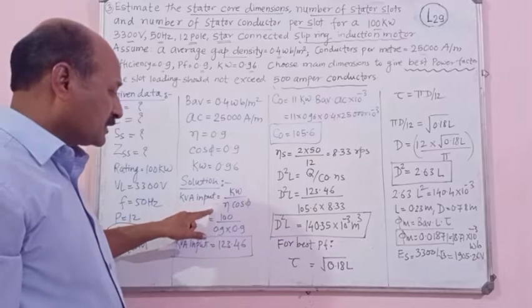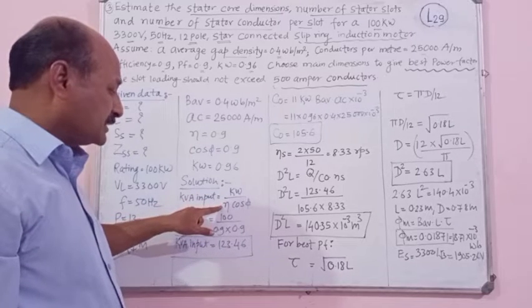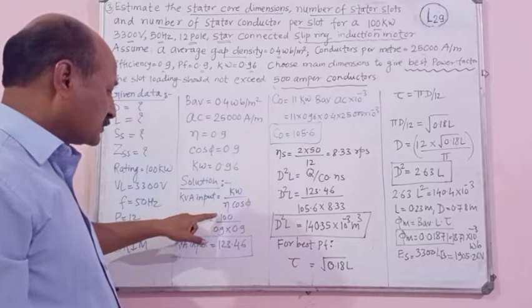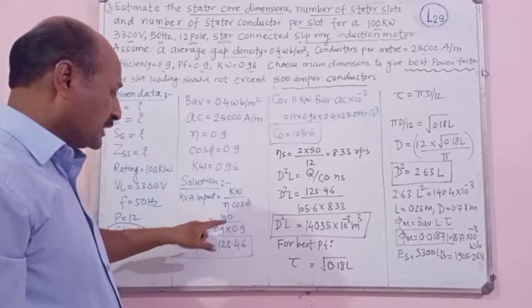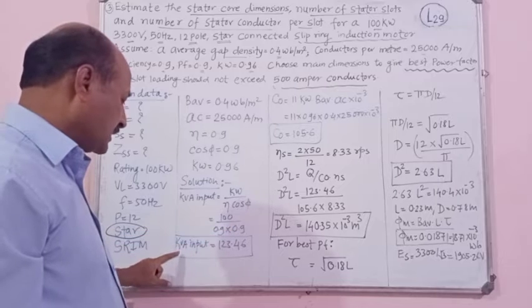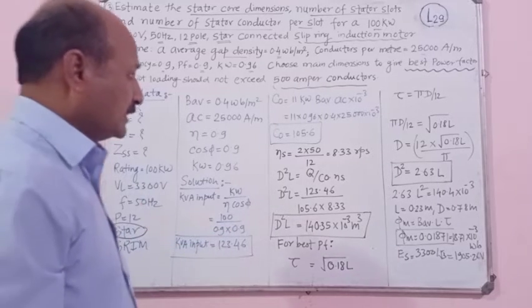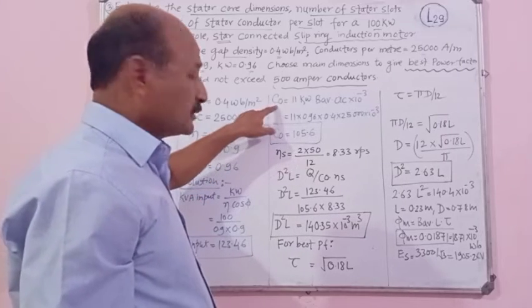kVA input equals kilowatt divided by efficiency into cos phi. So what is the kilowatt? Kilowatt equals 100, efficiency equals 0.9, cos phi equals 0.9, hence kVA input equals 123.46. Then the next step is to calculate the coefficient CO.